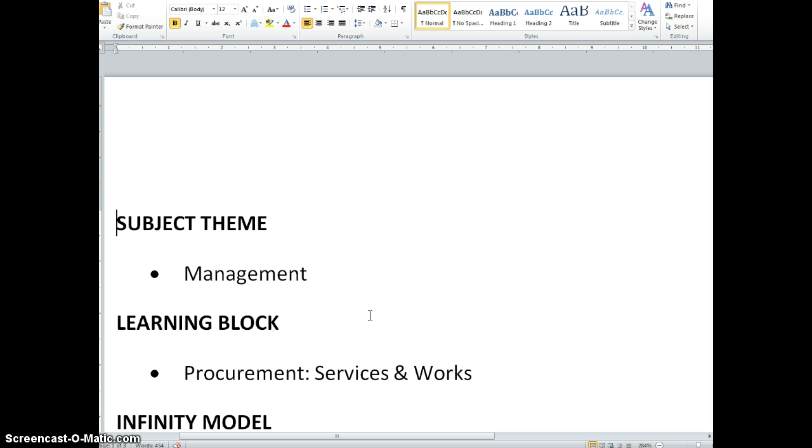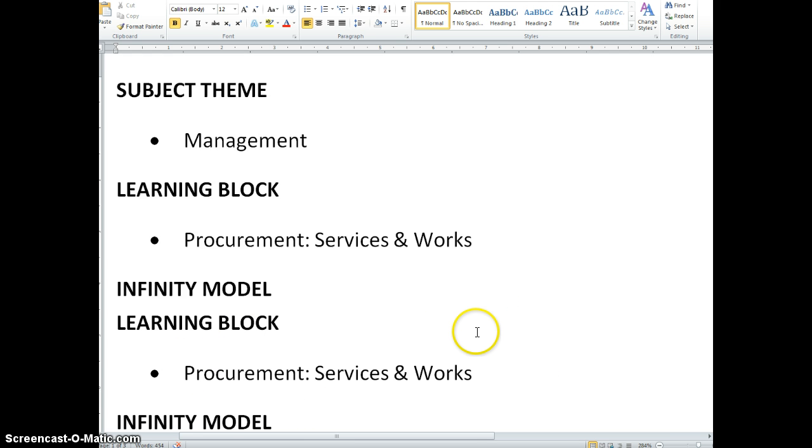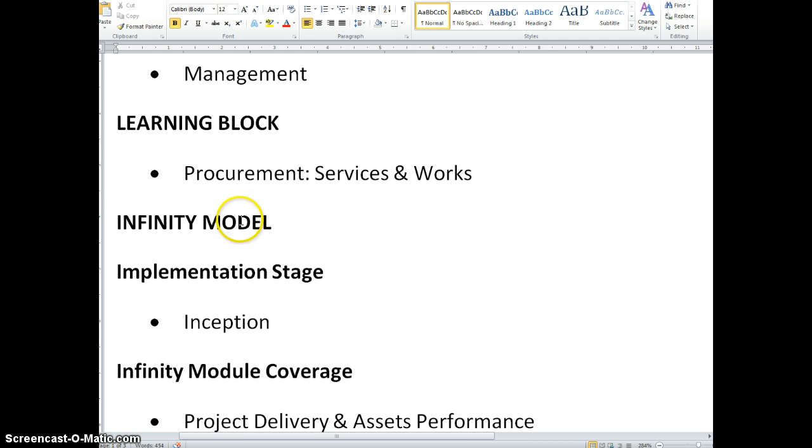So let's have a look at a learning block. This is based on the theory that was discussed in the first screencast, and now it's actually in practice. You can see that this learning block is in the subject theme of management. It could be that some learning blocks have more than one subject theme, but here I've got the theme of management, and the learning block is about procurement, specifically the procurement of services and works. Then I've looked at the infinity model, because if we're going to use the infinity model to underpin our course review, then all of what we produce has to in some way look at the infinity model.